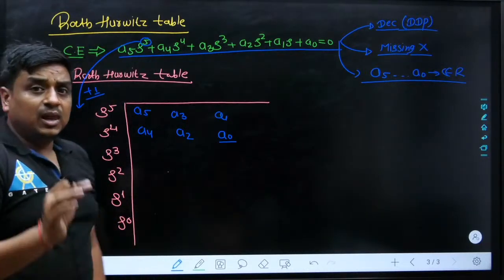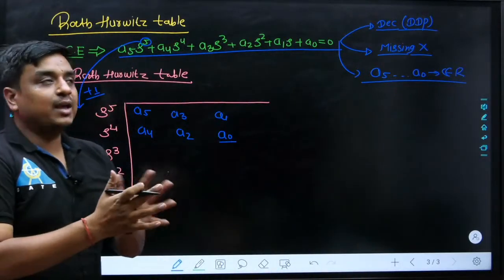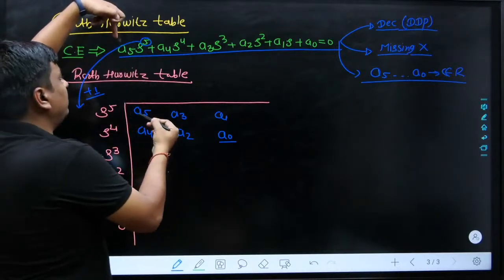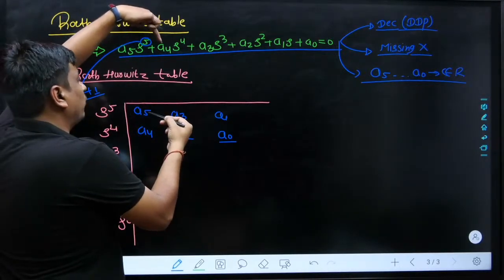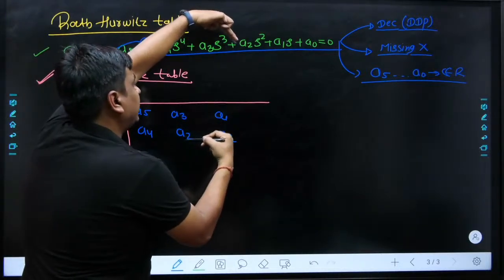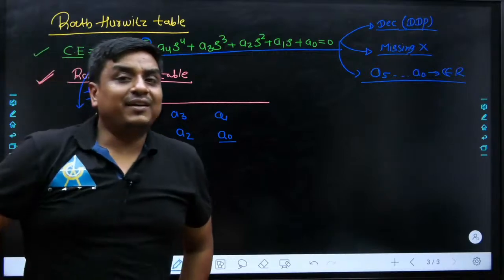I would repeat once again, because this is the point where the students make mistakes. The data has to be fed in an alternating fashion. You have to start with A5 over here, A4 would come into the second row, then A3 again in the first row, A2 in the second, A1 in the first, and A0 in the second. Till this point, nobody should have any doubt as such.